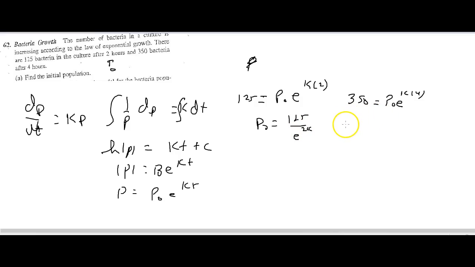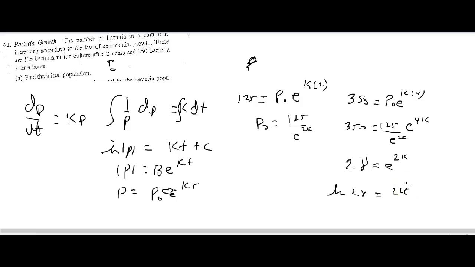So now I'm going to replace that. I go 350 equals, replace my P naught with 125 over e to the 2k, underneath e to the 4k. 350 divided by 125, I'm going to get 2.8. I get 2.8 equals e to the, when the base is the same, I subtract the exponents. 4k minus 2k is just 2k. How do I get rid of my e? I'm going to ln both sides. I get ln 2.8 equals 2k.